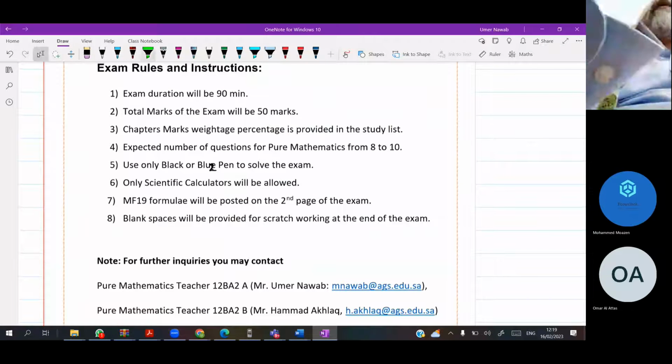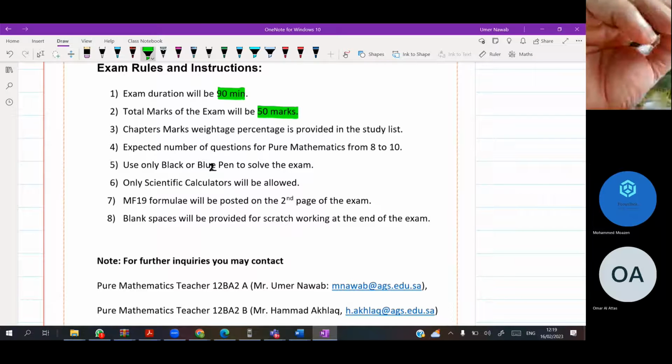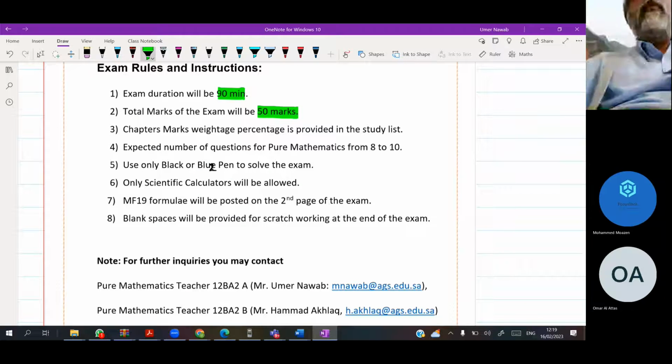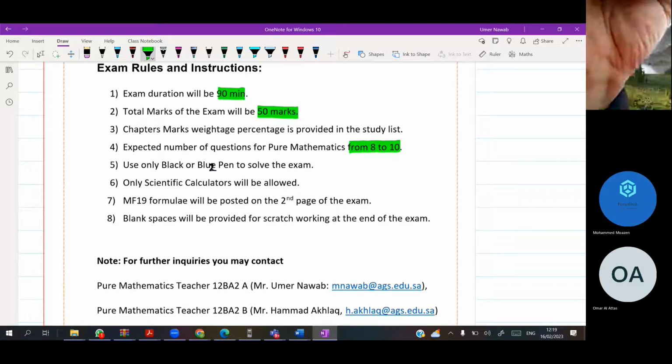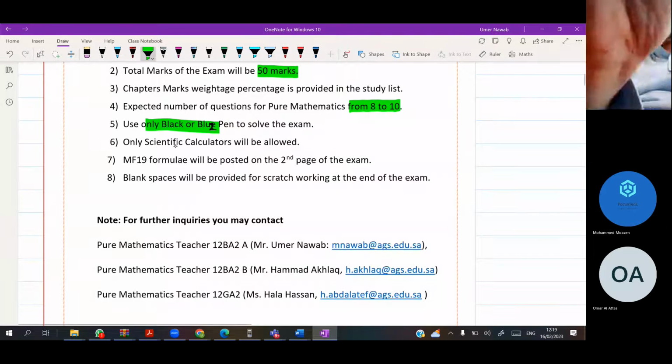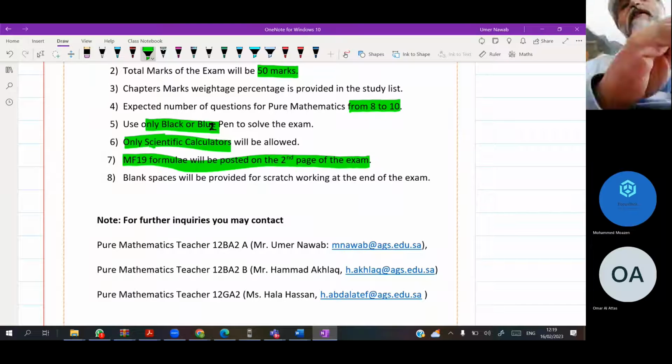Your exam has 50 marks. It has total 90 minutes. And how many questions you will have in your exam? I think 8 to 10 questions. You need to use only black or blue. Scientific calculators are allowed. Mr. Omar will provide you MF19, maybe the second page or the end of the page.